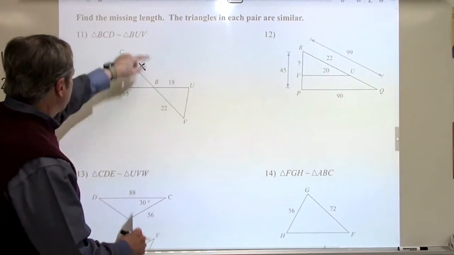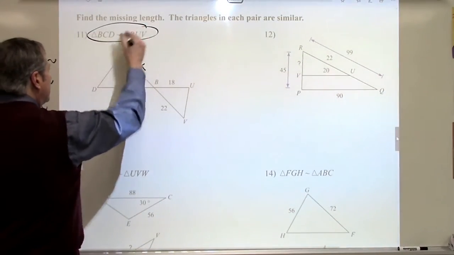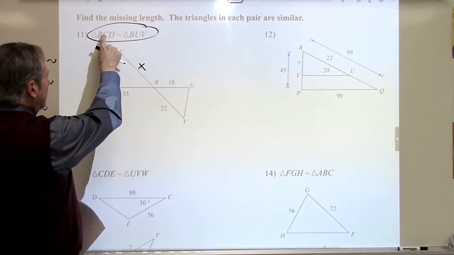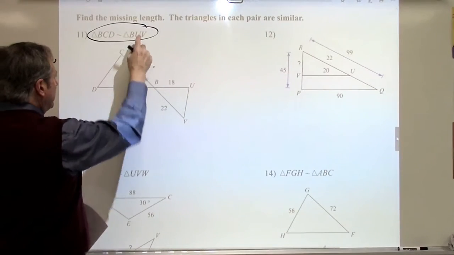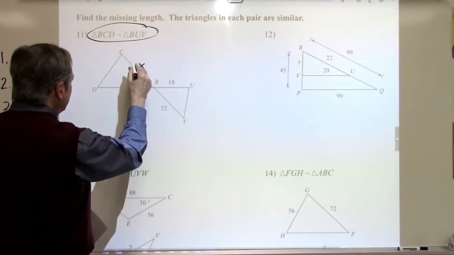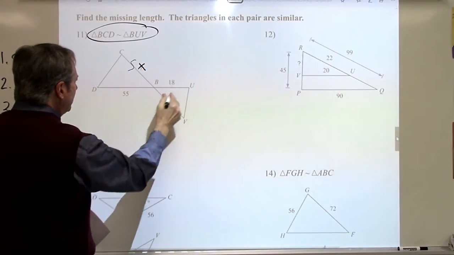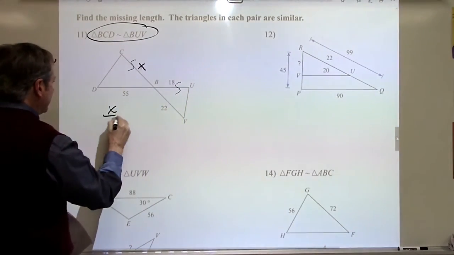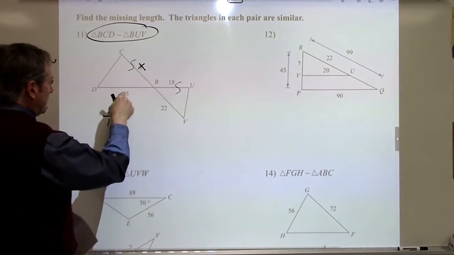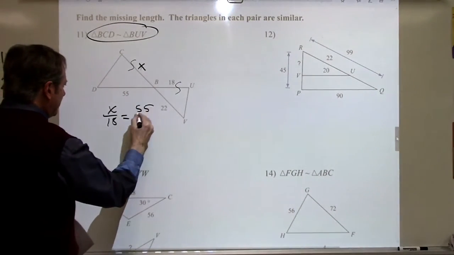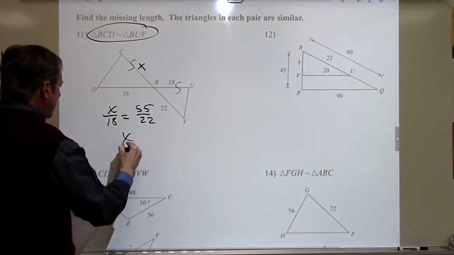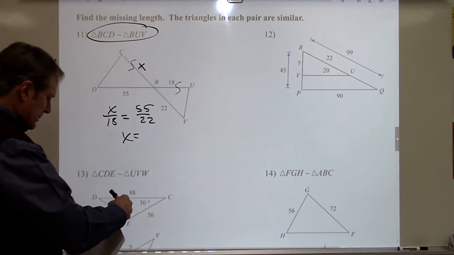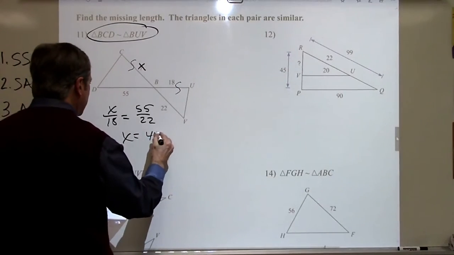Well, here's where the similarity statement comes in handy. Let's take this segment, BC. That's going to be similar to BU. So BC, I'm just going to do this wavy little mark. BC's got to compare to BU. Okay, so I can say x over 18 would then correspond to 55 over 22. And when you do the math, and I have done it already, it turns out that x is equal to 45.